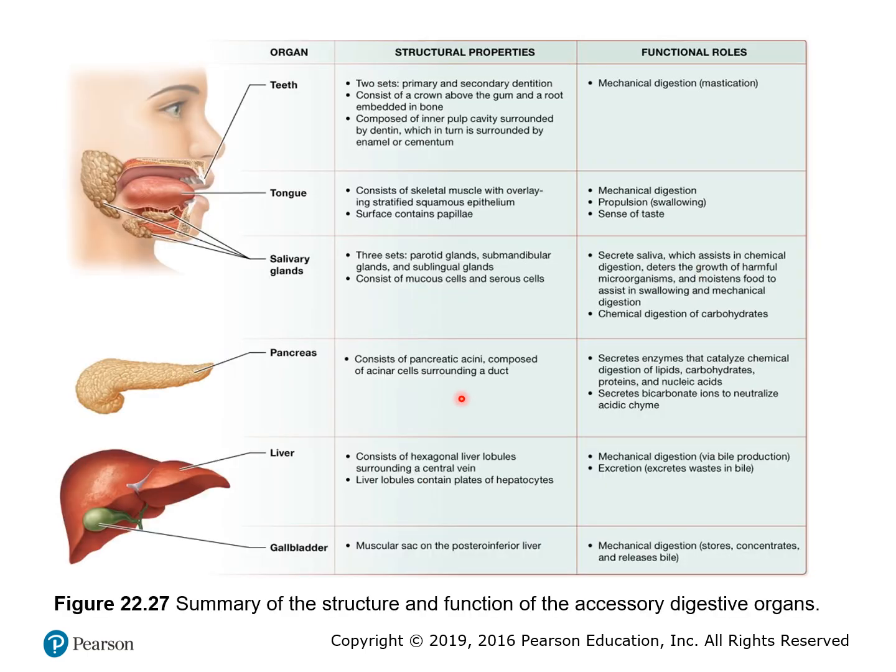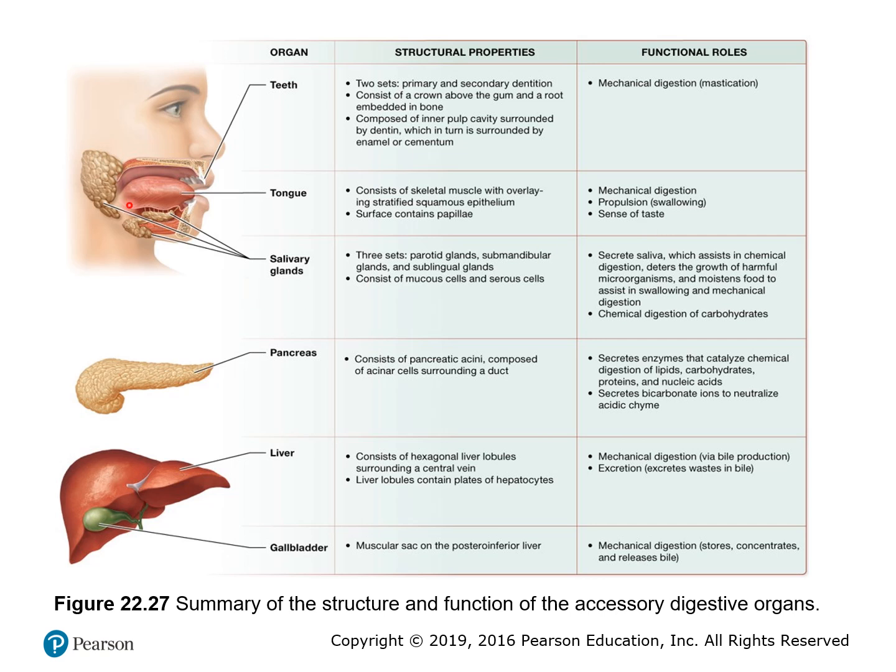Okay, so this image here is now going to summarize the accessory organs, part of the digestive system. So you have the teeth, which is where mechanical, physical digestion happens, mastication, chewing. You also have the tongue, where mechanical digestion also happens, propulsion, swallowing. The tongue does help with that. And then, of course, they have the taste buds, the sense of taste, those receptors on the tongue.